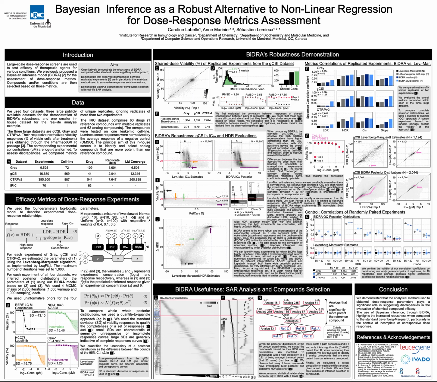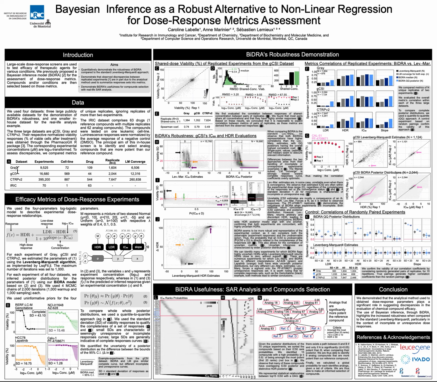We use 4 data sets, 3 large publicly available data sets for the demonstration of BIDRA's robustness and 1 smaller in-house data set for the real-life analysis example. The 3 large datasets are GCSI, GRAY, and CTRP-V2. Their respective normalized viability responses were obtained through the PharmacoGx R package.